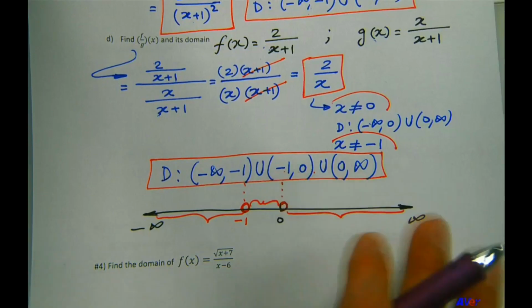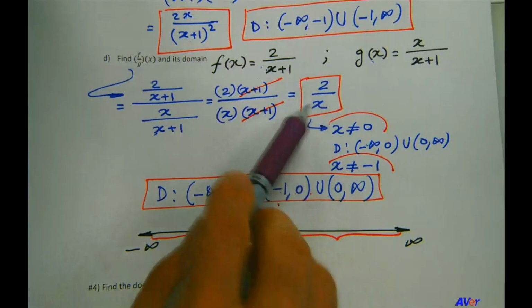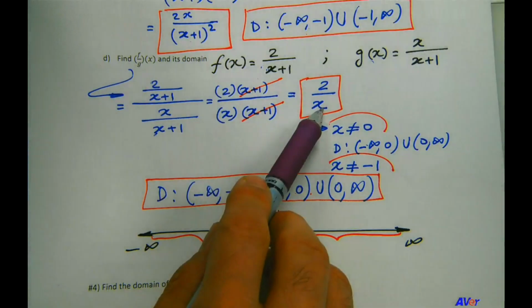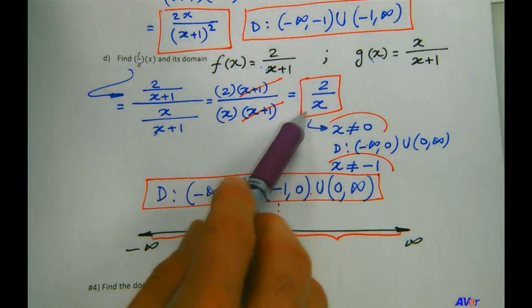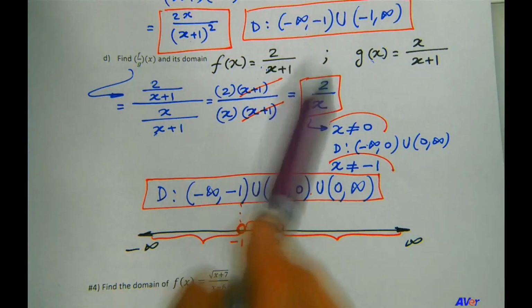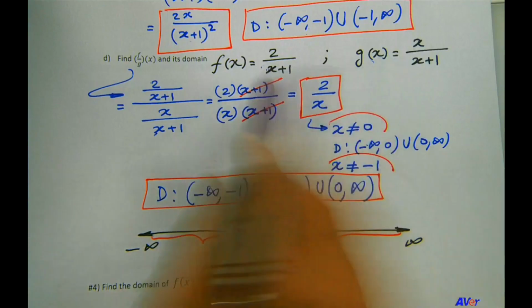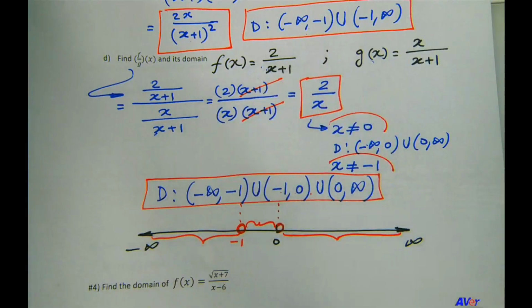So the moral of the story here is that in the combined function, -1 is okay. But -1 is not okay in the parent functions. So we have to exclude the -1 as well, because those are the parent functions to this combined function.